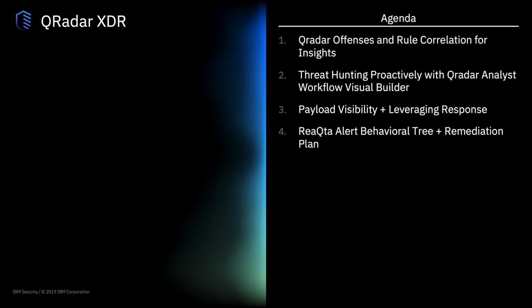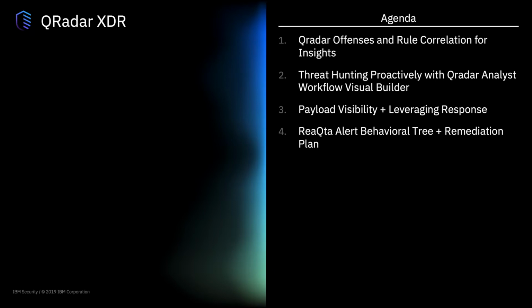So, what I hope to achieve throughout the demonstration is, of course, to highlight QRadar's offense and rule correlation for insights ability as we obtain offenses from ReaQta as alerts. We then hope to look into threat hunting proactively with our QRadar Analyst Workflow Visual Builder to showcase how we can achieve both event and flow telemetry when we're pivoting off of one specific IP address, which we'll see later on is going to be our endpoint IP.